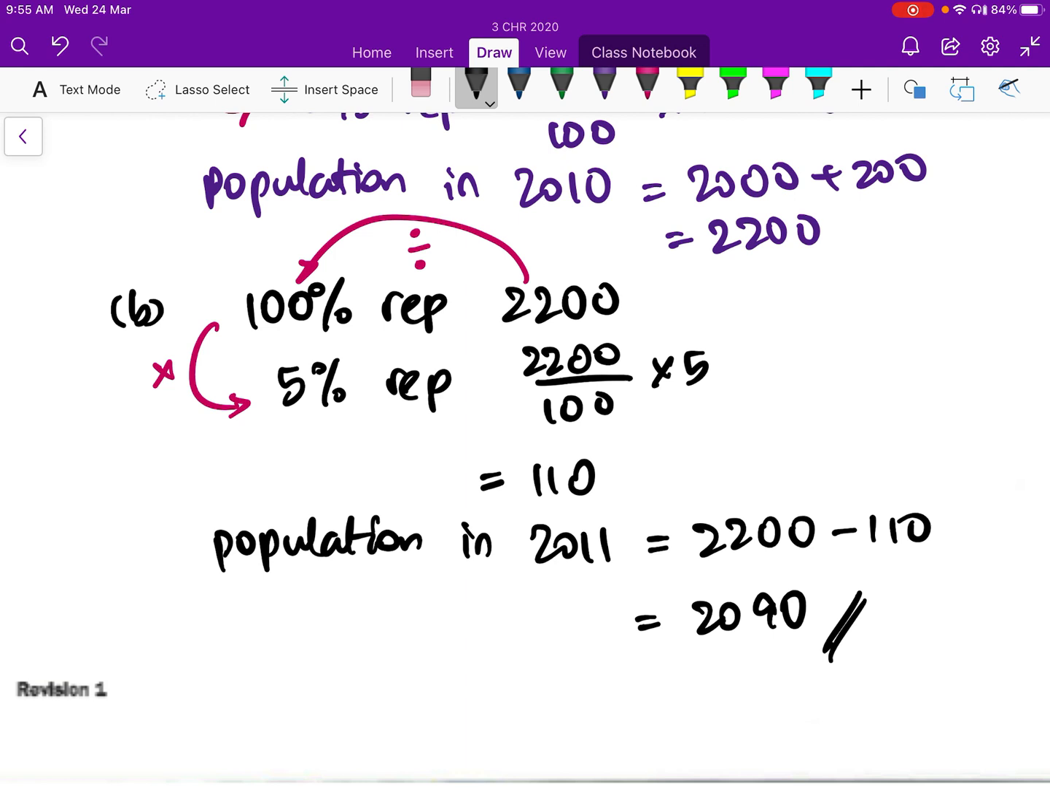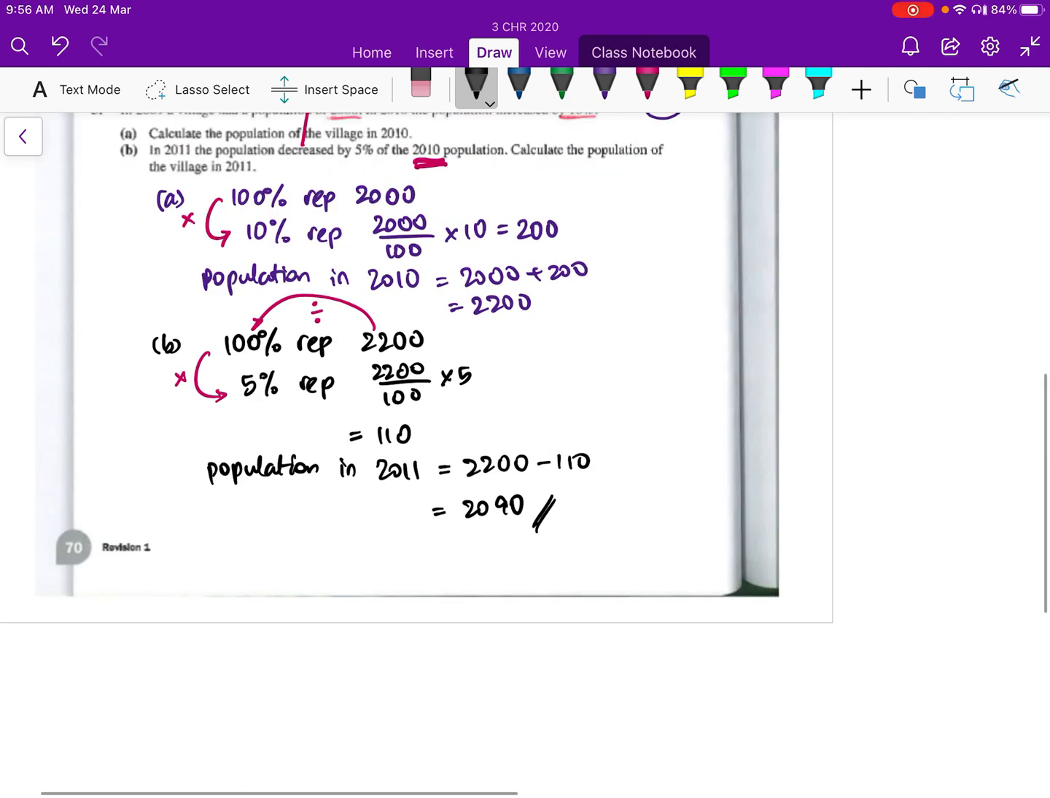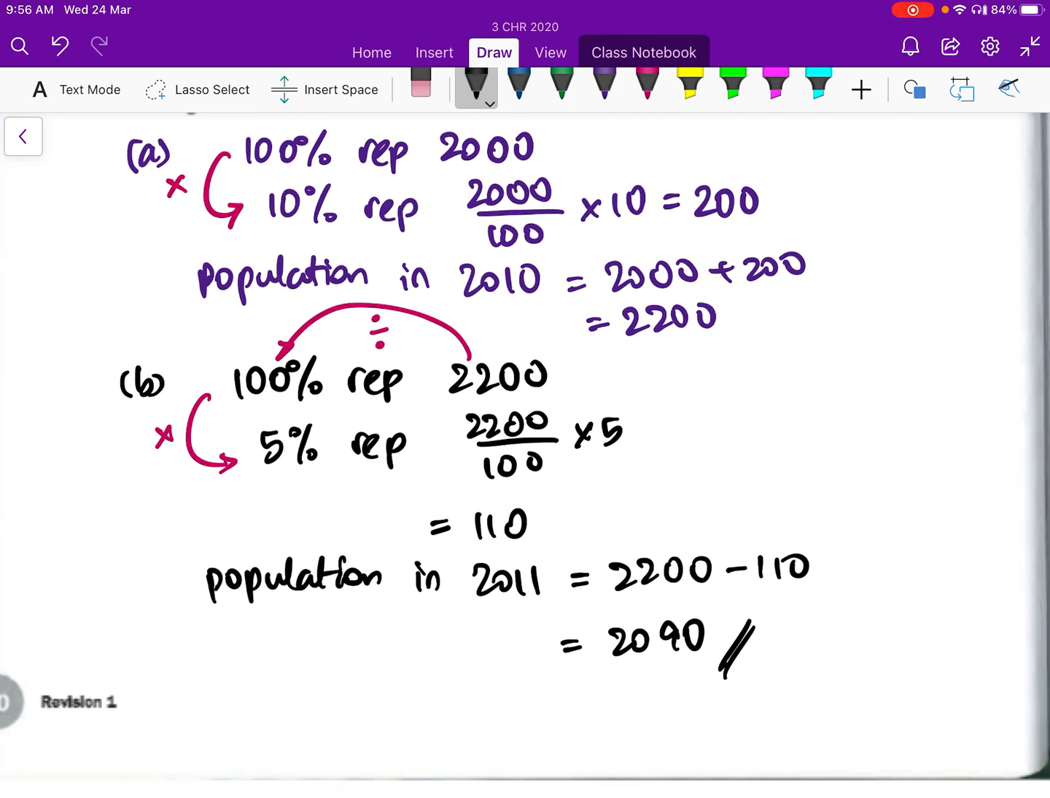Okay, so if you want to do it in one step, I'm not going to write it down, it will be 2200 divided by 100, then you times, okay, get the answer already, then you times 95. Again, the same 2090. One step. The next page. Okay, next page.